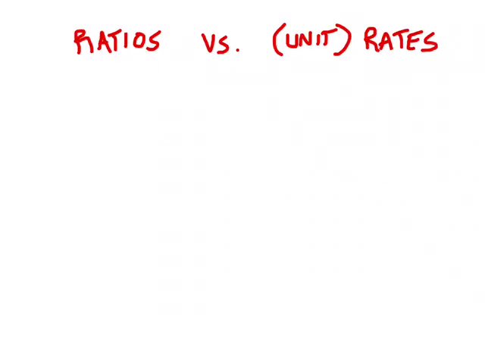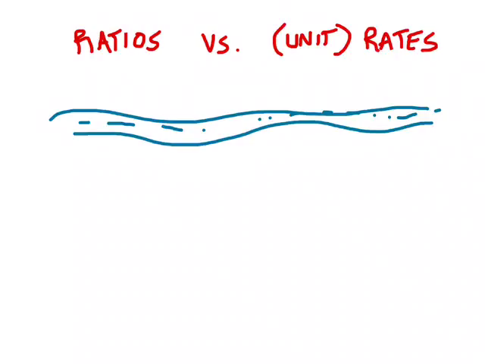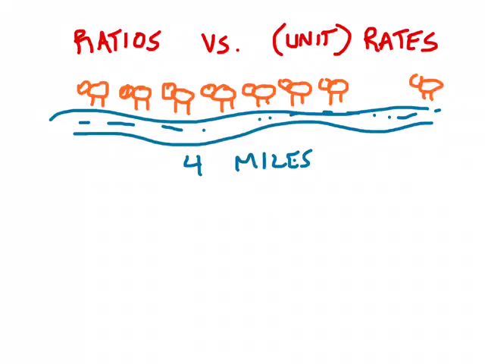One of the things that's going to be really helpful to understand as we start to talk about unit rates is the idea of a ratio. A ratio is like a fraction, except it's used to compare two types of numbers that are measured in different units. Let me give you an example. Let's say I'm driving down the highway, and over the course of 4 miles, I see 8 buffalo. Well, I could express this idea in a ratio.